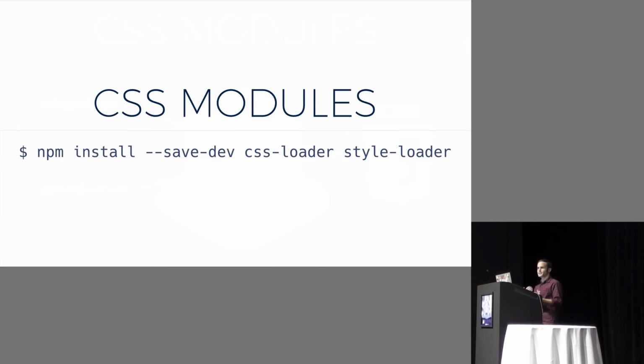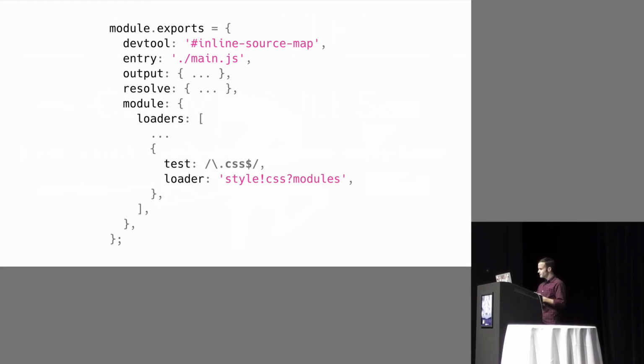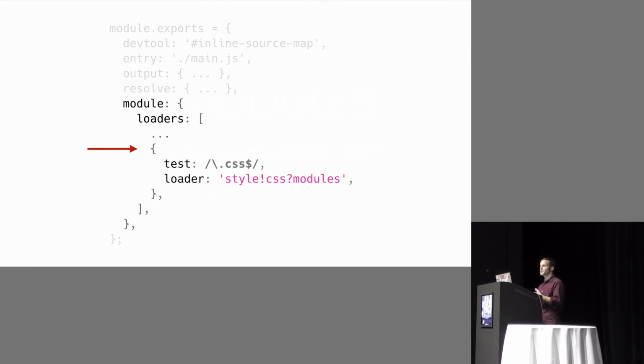To get this working with your Webpack, you can install it, again, by npm. It'll be a development dependency. You'll have CSS loader and style loader. And once you have those installed, we'll just add them onto the loaders array that we saw earlier with Babel loader and ES 2015 code.